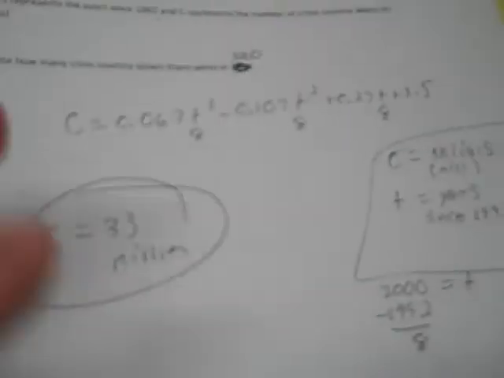So 0.067 and then 8 to the third minus 0.107 and then 8 to the second plus 0.27 and then 8 plus 3.5. I got 33.116, so it's about 33 million. That's all there is to that one. All they give you is a year. You just plug it in. Luckily, I'm plugging it in for T and not C. Okay?